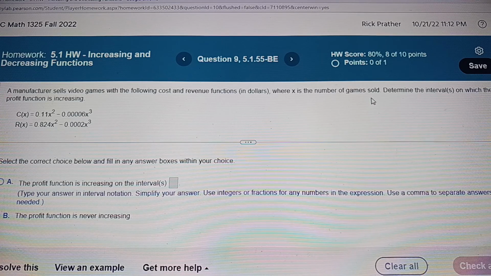X is the number of games sold. We have the cost function, we have the revenue function. Determine the interval on which profit function is increasing. We want to increase our profits if we're a business. So that's something a business would be very interested in knowing. When is the profit increasing? It's going to be increasing anytime the derivative is positive. So that's what we need to find. And we need to find the profit function first.